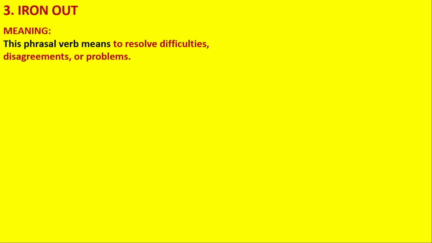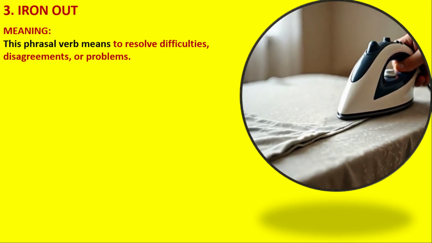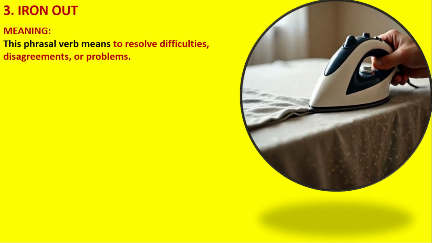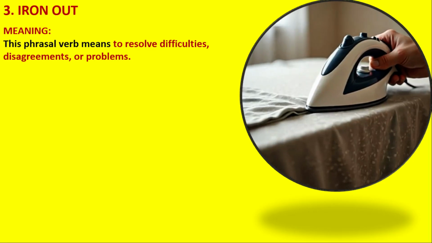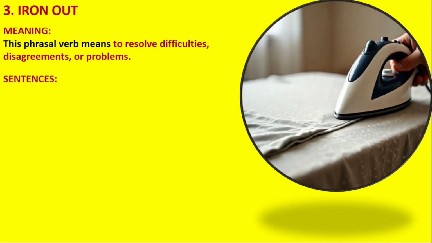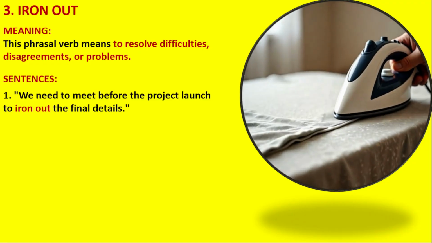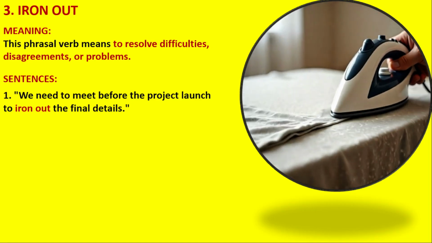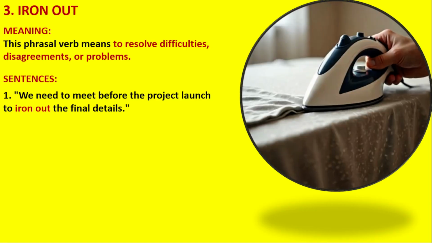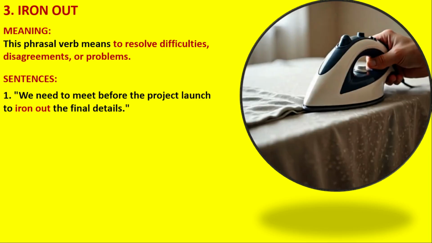Let's look at an image to make it clearer. This image represents smoothing away problems. It highlights iron out. Now, let's look at some sentences to understand it better. We need to meet before the project launch to iron out the final details. This means to resolve any remaining minor issues.